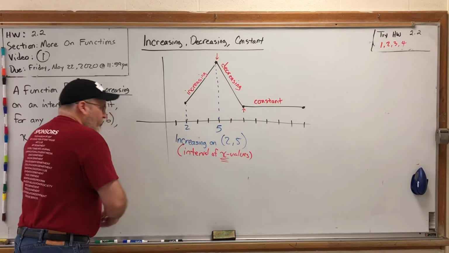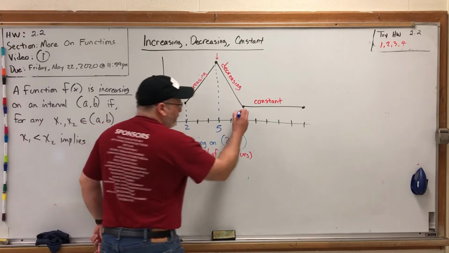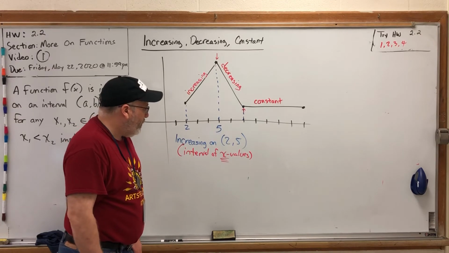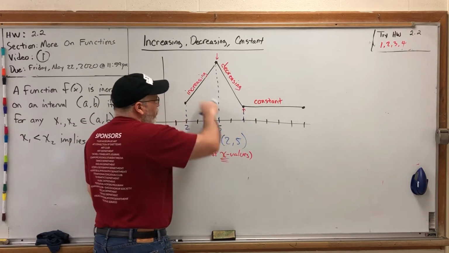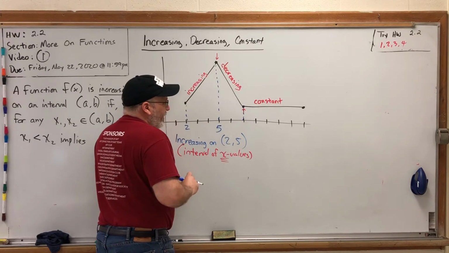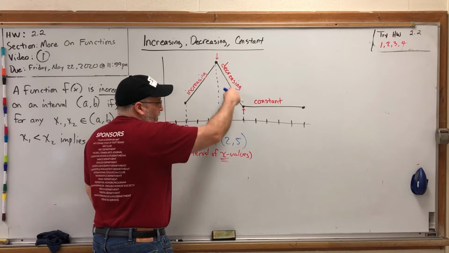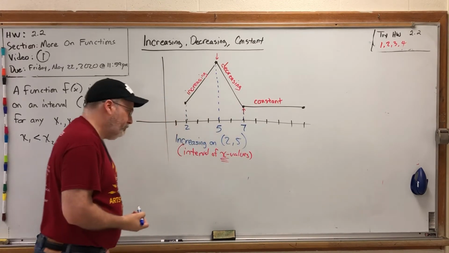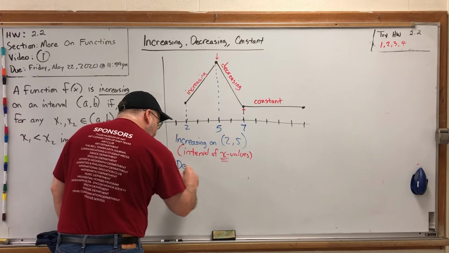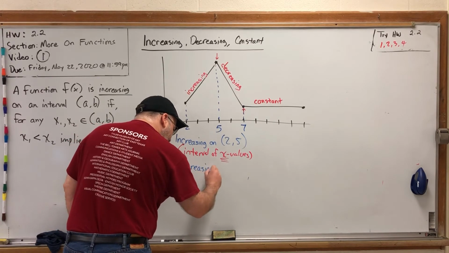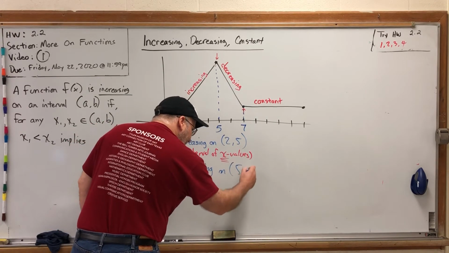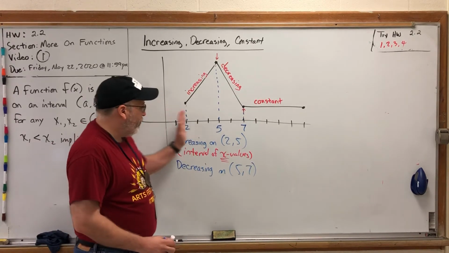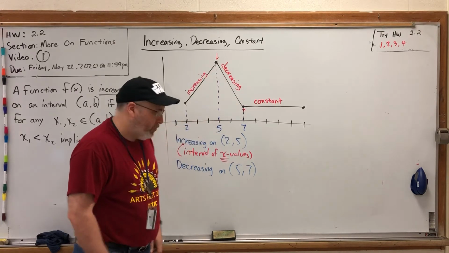So what do you think we would say about the next portion of the graph, where we transition from increasing to decreasing? Well, at 5, we switch from increasing to decreasing, and how long do we keep decreasing? Until we hit this point, and what is this point's x-coordinate? 7. So we could say that this graph is decreasing on the interval 5 to 7. And again, this is an interval of x values. When we are on this portion of the x-axis, the graph is going down.